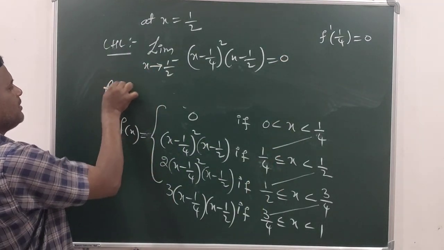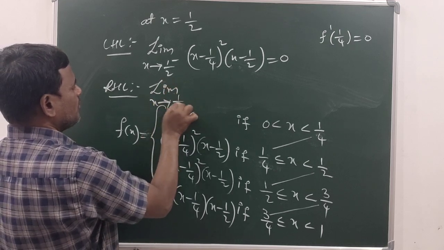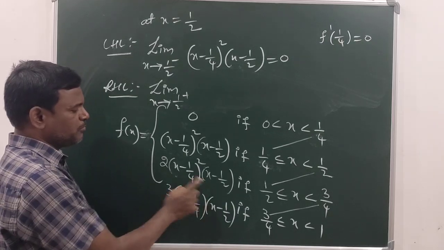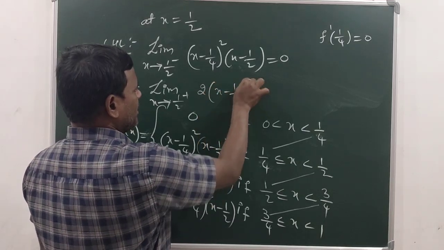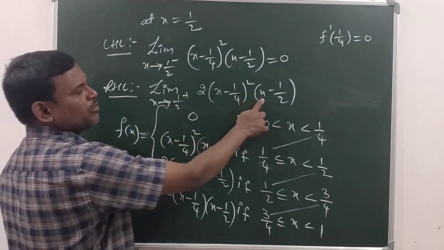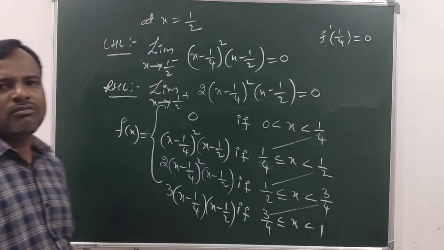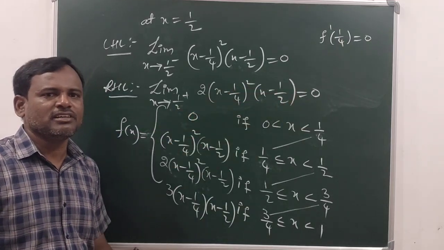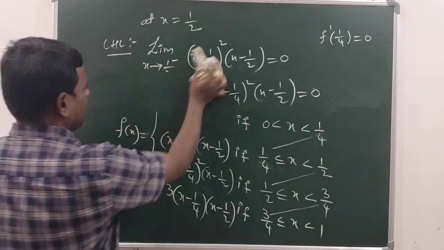Now find the right hand limit at x equal to 1 by 2. Limit x approaches 1 by 2 plus. So x value is more than 1 by 2, which means this function you have to prefer. So 2 into (x minus 1 by 4) whole square into (x minus 1 by 2). Now directly put 1 by 2 in the place of x. 1 by 2 minus 1 by 2, 0 into something, 0. Now left hand limit and right hand limit both attain the real number 0. Hence this is continuous at x equal to 1 by 2. Right. Next.